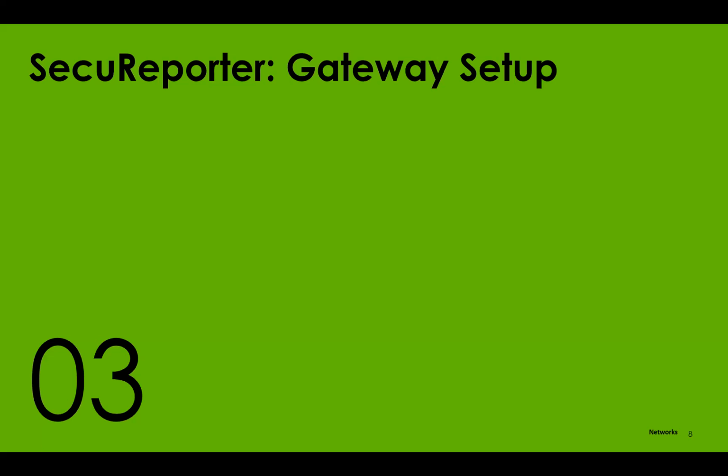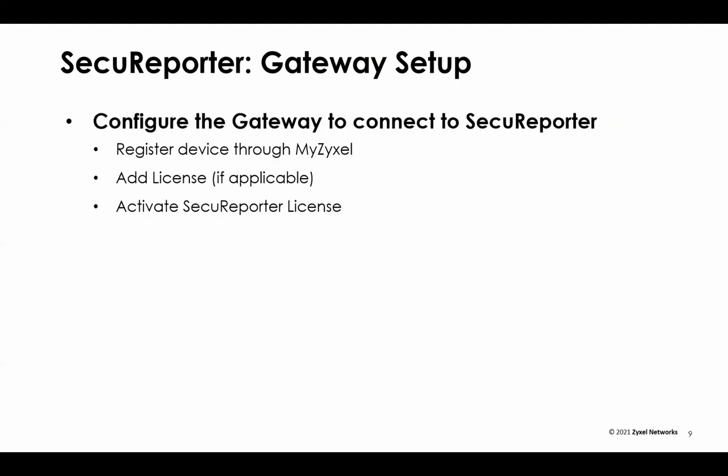So let's talk about how it's set up in the gateway. To set up your gateway to connect to SecuReporter, you have to do three things. First, you need to register the device through MyZyxel. Then you need to add licenses if applicable, and then you need to activate the SecuReporter license.